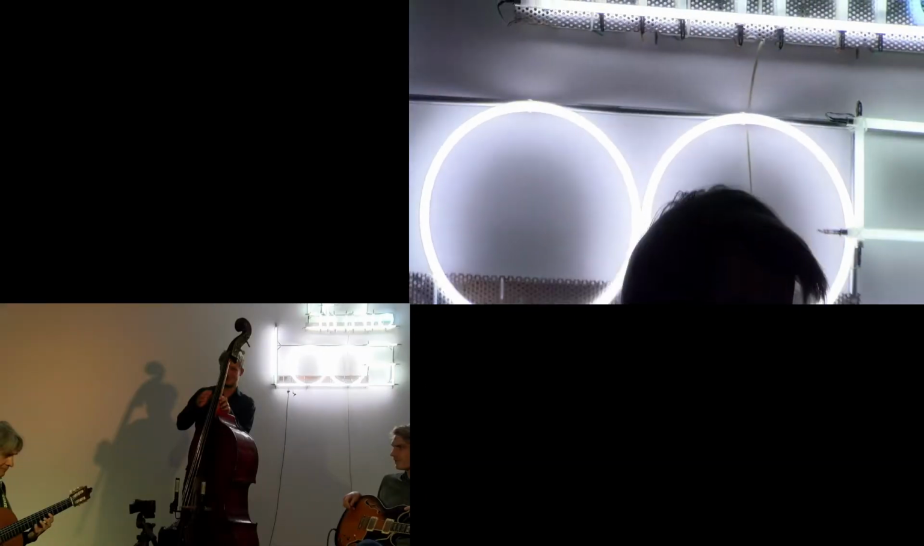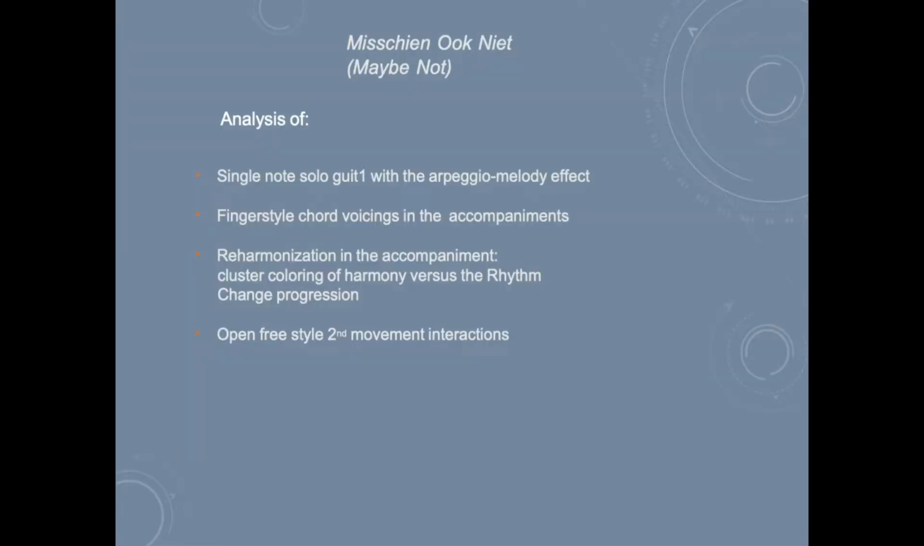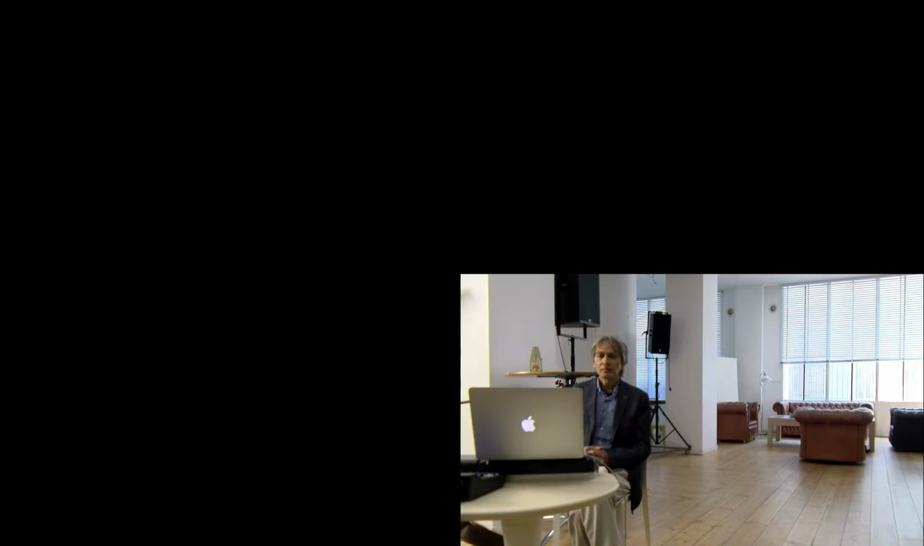For this streaming episode, I want to highlight the following aspects with a number of features for transmutation. Single note solo from guitar 1 with the arpeggio melody effect. Then the fingerstyle chord voicings in the accompaniments. The reharmonization in the accompaniment where you see cluster coloring of harmony over the rhythm change progression. And open freestyle second movement interactions. The lineup with the archtop plectrum playing of guitar 2 is not a detailed comparison of playing in a certain manner and material use, but a reflection on the interaction and response of the two sources themselves.